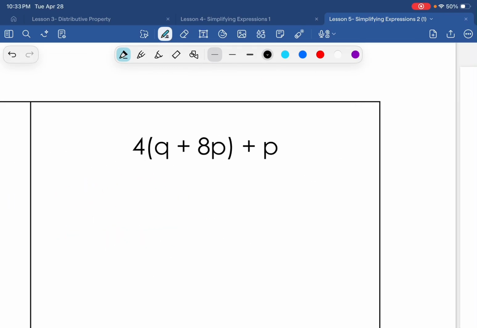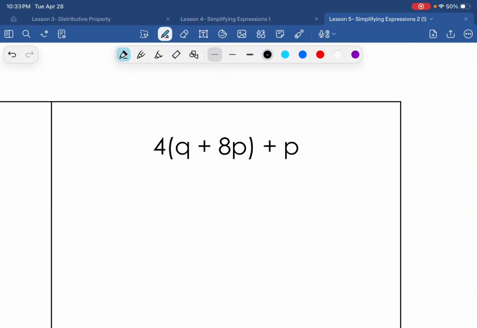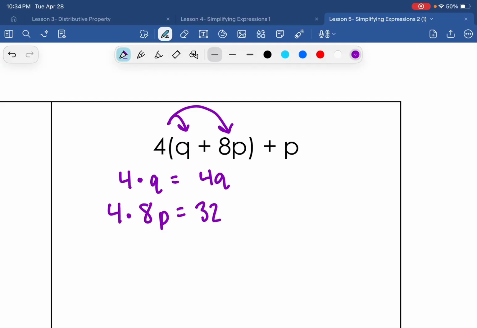Okay, let's do another one. Okay, we need to share 4 to all the terms inside the parentheses. And sharing means multiplying. So we're going to do 4 times q, and we're going to do 4 times 8p. Okay, 4 times q is 4q. And 4 times 8p is 32p.